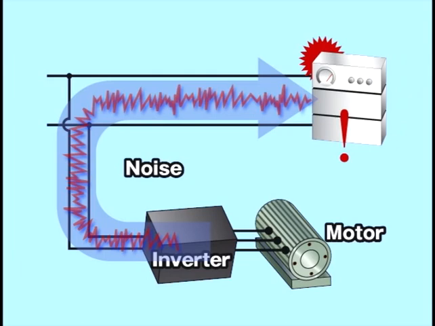EMI has been known to superimpose the output voltage and output current of power converters, or to be emitted as electromagnetic waves from power converters, leading to control device malfunction and noise mixing in wireless equipment.